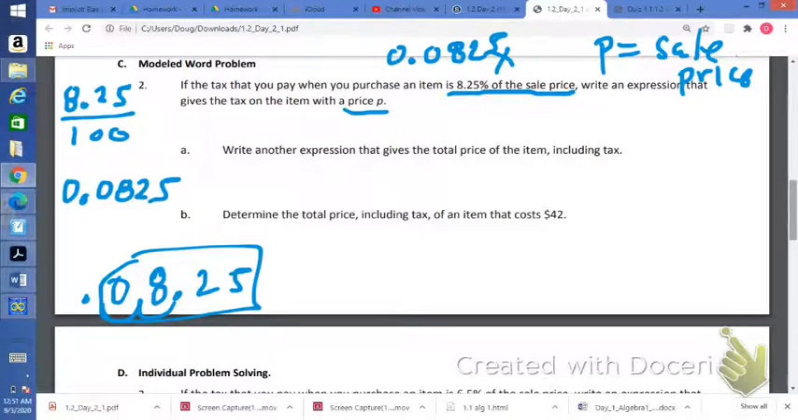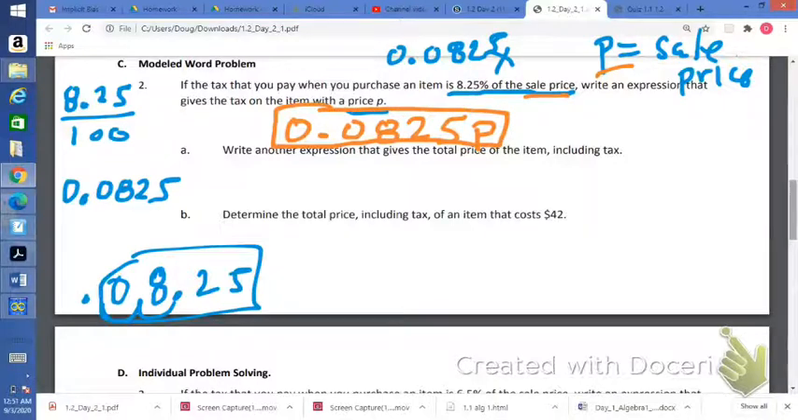So let's write the expression that gives the tax on the item. So it's going to be 0.0825 times your sale price, which is P. Alright, and what is this telling us? That's how we would calculate the amount of tax we're paying.